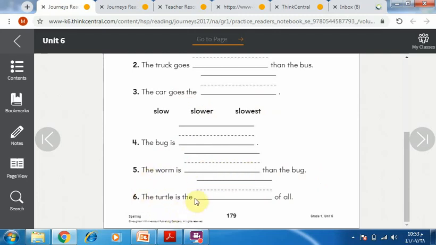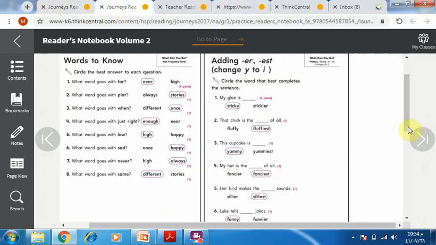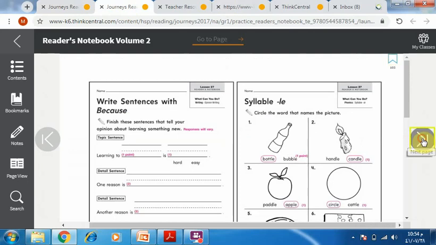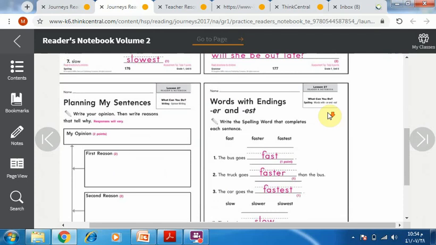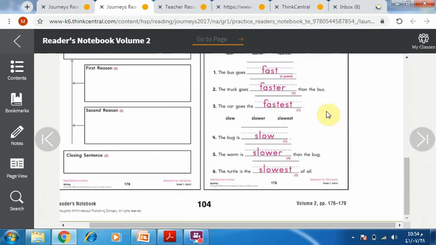Number 6. The turtle is the dots of all the turtles. The turtle is the... yes, the slowest of all. Because I'm comparing this turtle with all the other turtles. So you choose the one with the EST, slowest of all. Here is the answer key. I will show it to you for page 179. Okay, make sure you're writing the answers correctly.